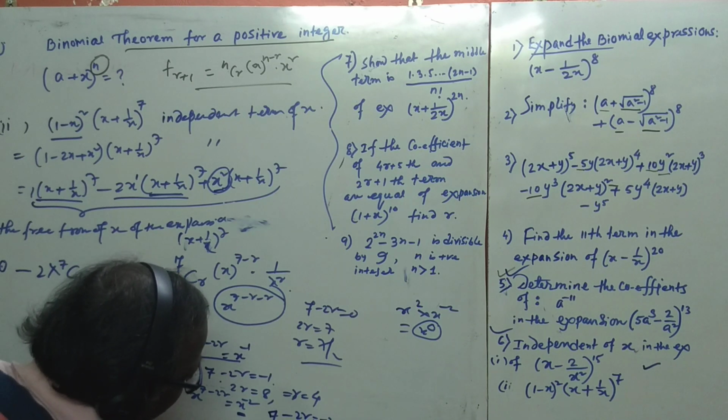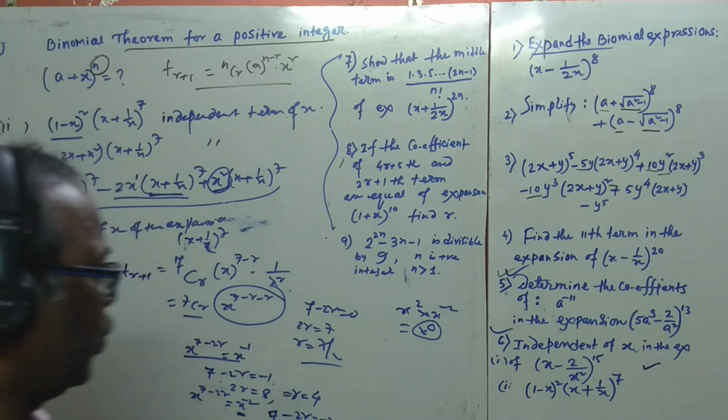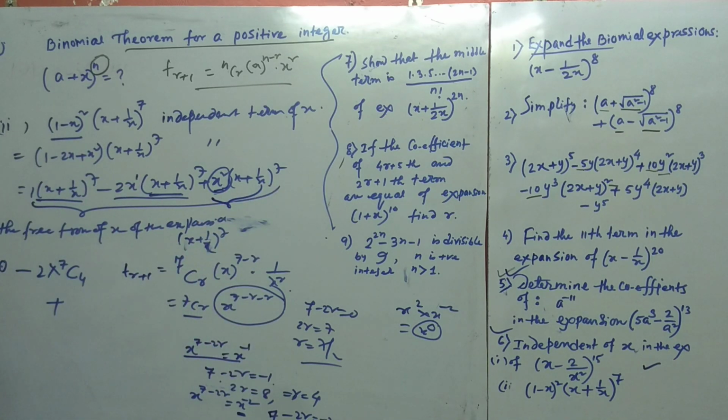So 2r equal to 9. So there is a fraction of r. So the third term does not belong to the free from x term. So the term free from x is 2 into 7c4, that is your answer.